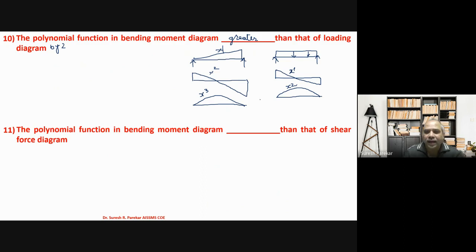Then for the moment diagram and shear force diagram, the polynomial function for moment is greater than that of the shear force diagram by 1, because it increases from loading to bending moment by 1, and it decreases from bending moment to loading by 1. So it increases by 1 going upward, and going downward it decreases by 1. How you will get this question, you have to think and then solve it.